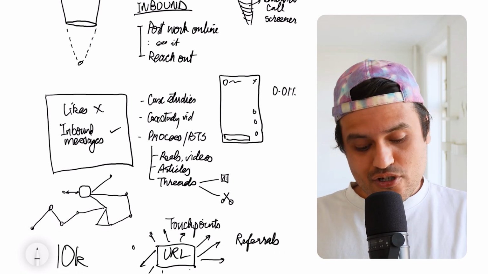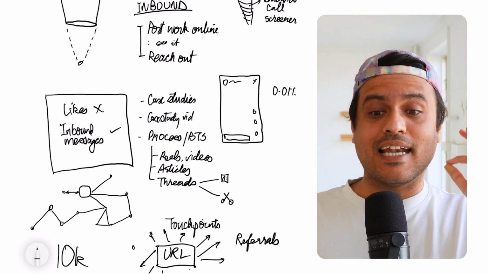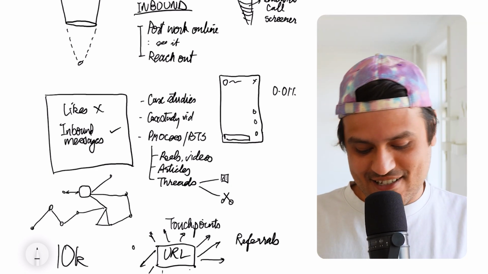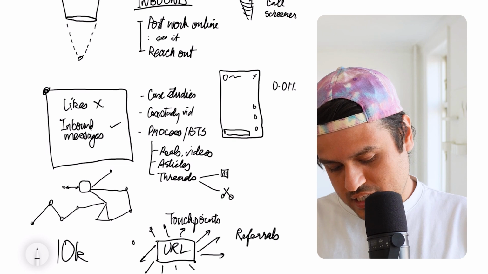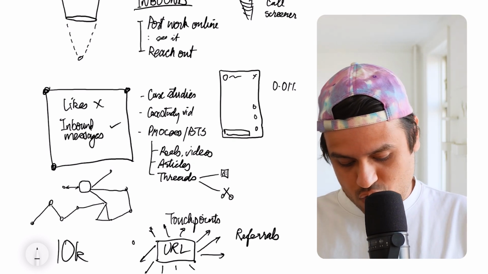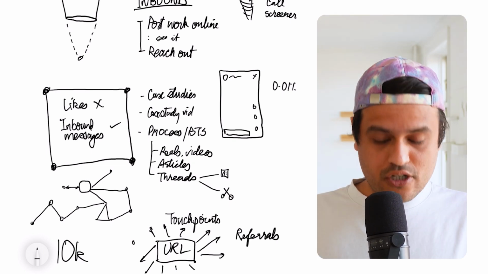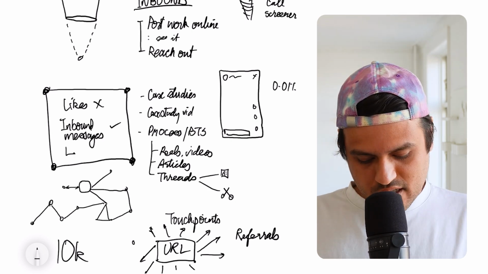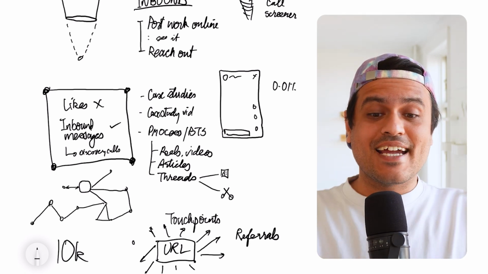But coming back here, post your work online. Your goal is not to get likes, although it's nice to get likes. It's nice to get followers, and followers leads to more people seeing it, which overall, it's a good thing. But overall, your goal is to get inbound messages and convert to discovery calls, right? That's the streamlined flow here.